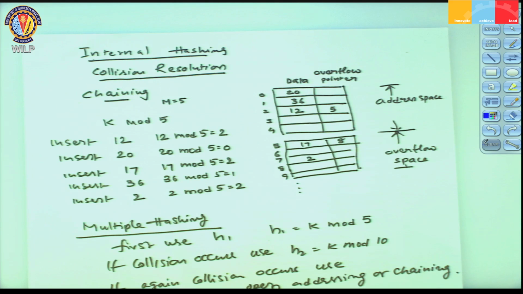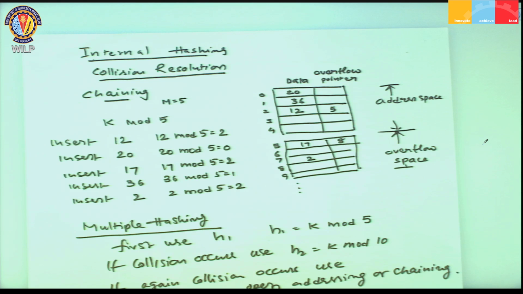Now we discuss an example of collision resolution using chaining. Let us assume that the original address space, the number of locations for storing the records, is called the address space. Otherwise, the possible values for the result of applying the hash function on any key value is called the address space. In this case, let us assume that m is equal to 5. That means I have 5 locations starting from 0 through 4. So this is the original, actual address space.